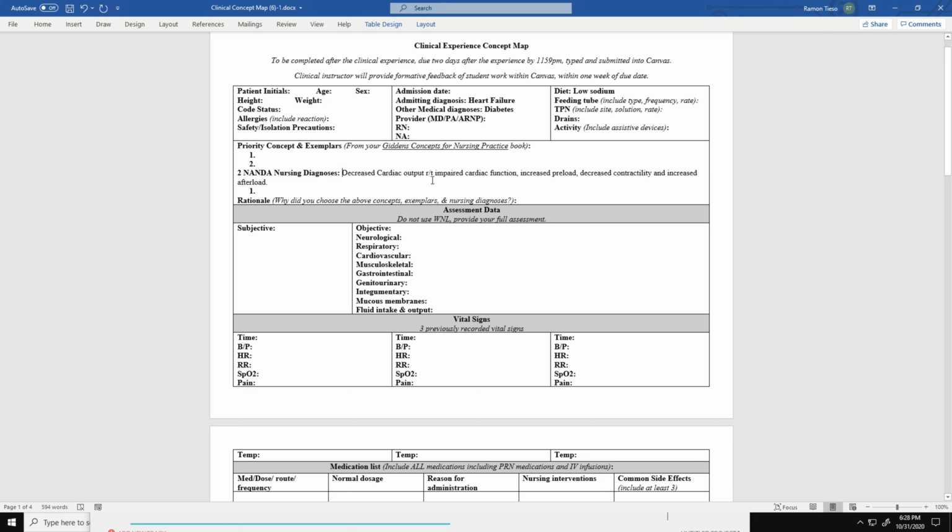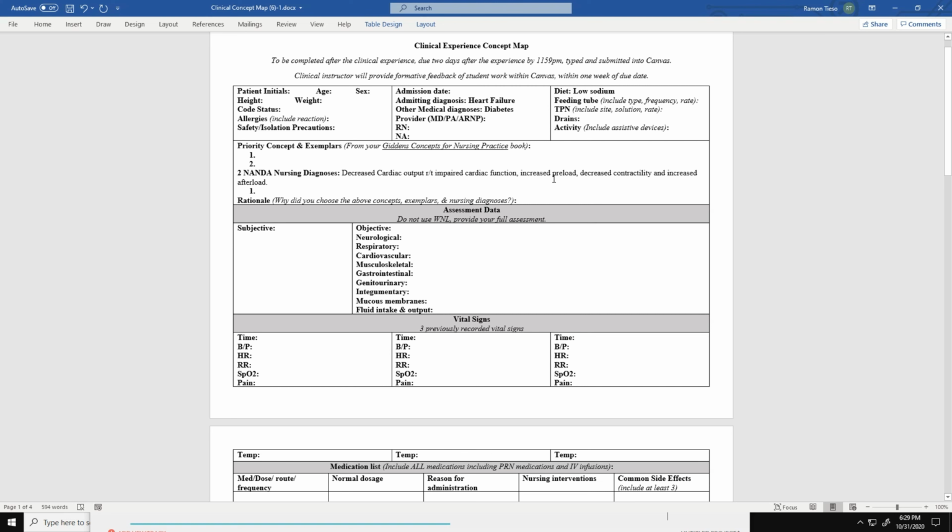So decreased cardiac output related to impaired cardiac function, increased preload, decreased contractility, and increased afterload. So if you take a look at that, what are we saying there? Decreased cardiac output, right? Well, that makes sense. And it's related to impaired cardiac function. Your heart isn't working right. That's why you're in heart failure.